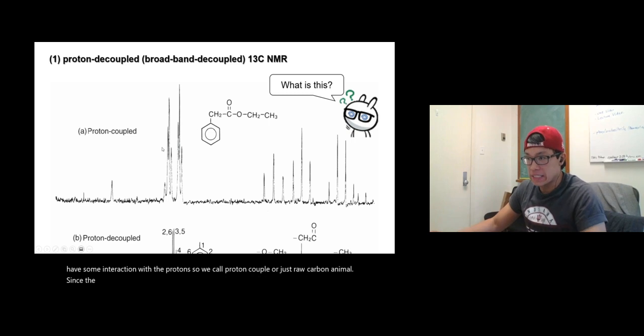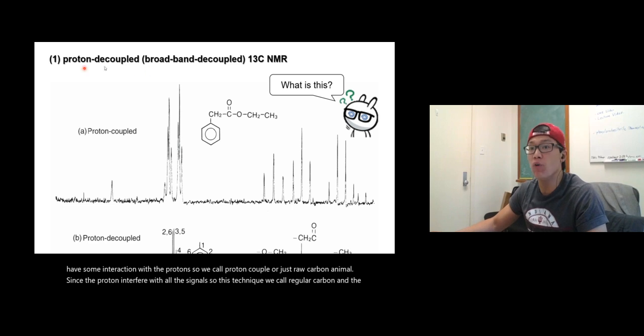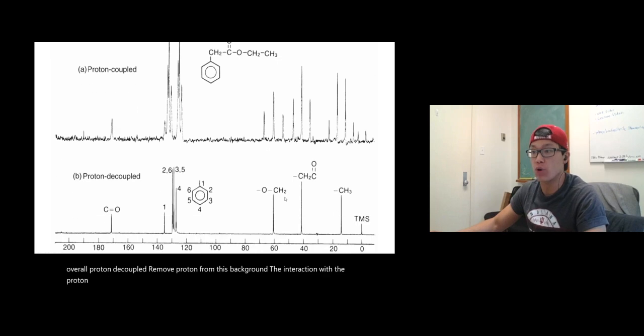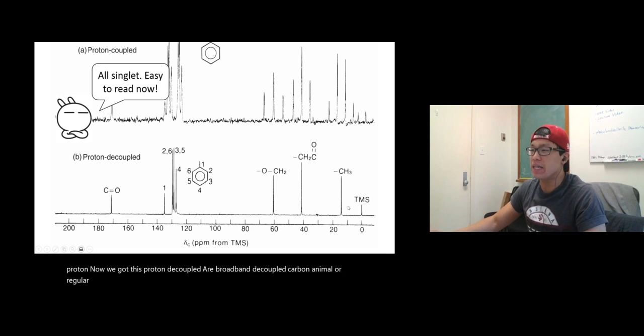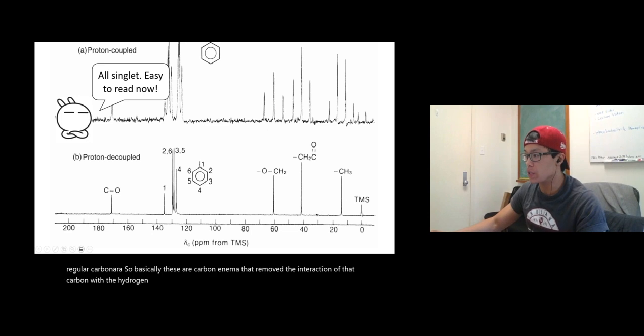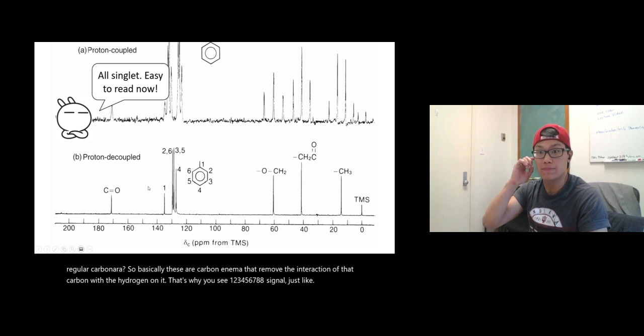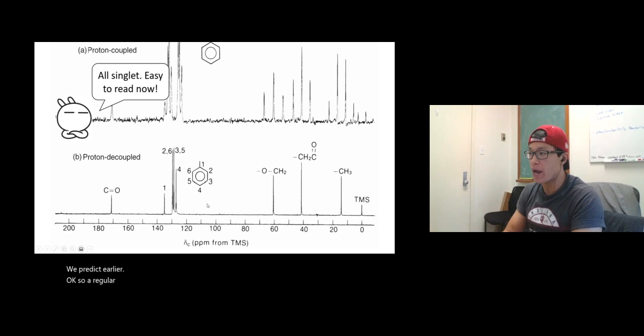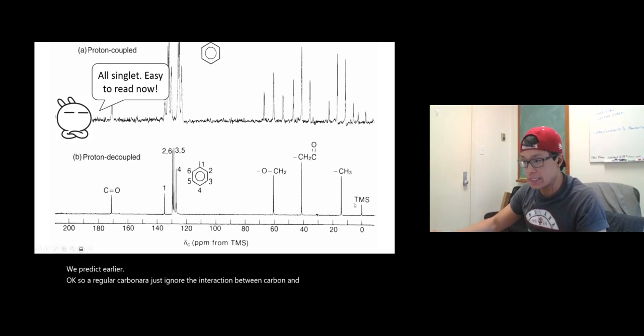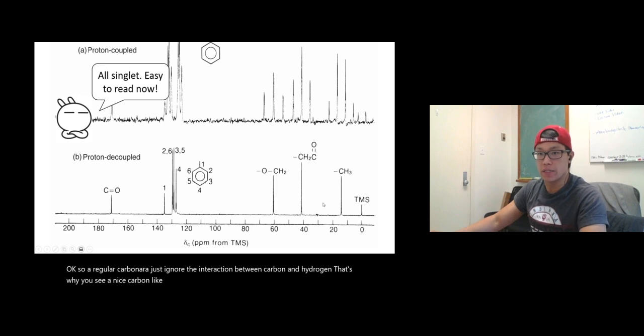Since the protons interfere with all the signals, we use this technique, which we call regular carbon NMR, or proton decoupled, to remove the interaction with the proton. Now we get this proton-decoupled or broadband-decoupled carbon NMR, or regular carbon NMR. So basically, these are carbon NMR spectra that remove the interaction of that carbon with the hydrogen on it. That's why you see 1, 2, 3, 4, 5, 6, 7, 8 signals, just like we predicted earlier. Anyway, a regular carbon NMR just ignores the interaction between carbon and hydrogen. That's why you see a nice carbon NMR signal like this.